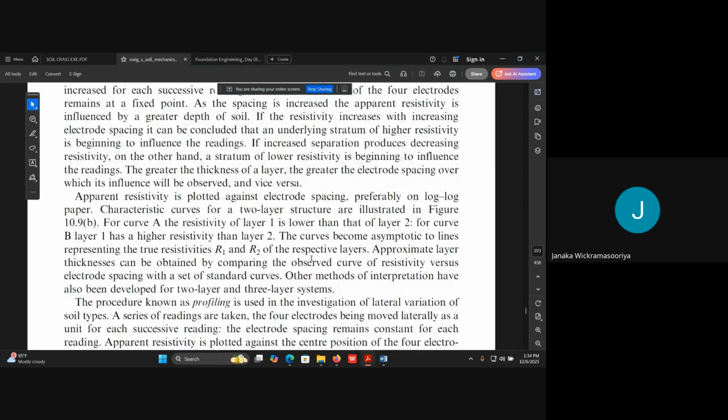So that is regarding the site investigation. Sometimes there might be so many questions. Then we will be moving to the shear strength. Wait, I will share it.